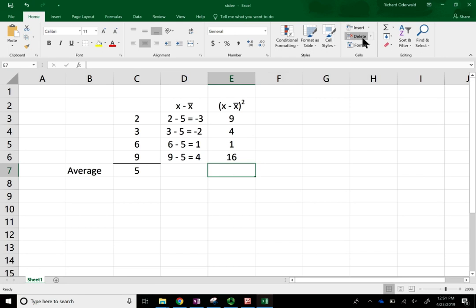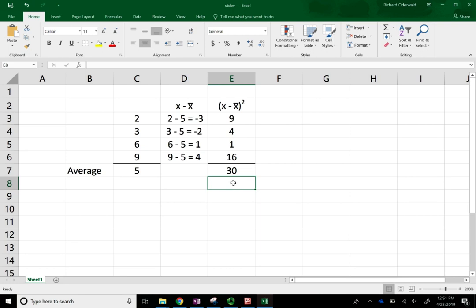The next part of the formula is to add up the squared differences. Here we can use the sum function from the menu, and the sum of the squared differences is equal to 30.